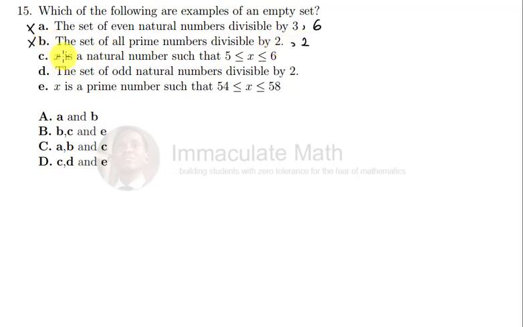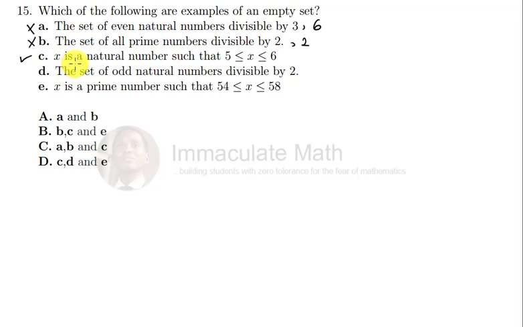So the third one is that x is a natural number such that 5 is less than or equal to x, less than or equal to 6. They are asking whether I can find a natural number between 5 and 6. Is there any natural number between 5 and 6? No, I don't think so. There's no natural number between 5 and 6.